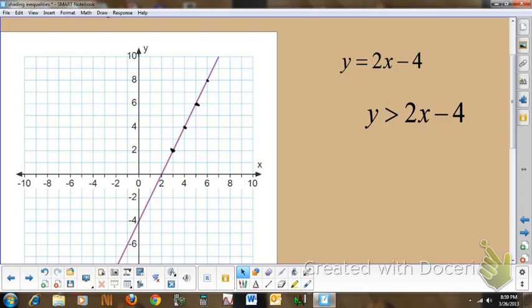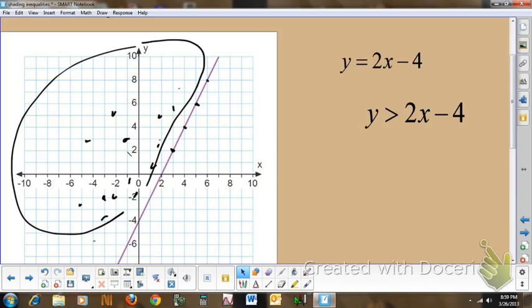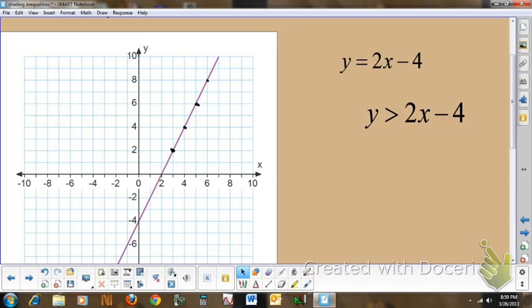Now we could keep testing points up in here. We've tested 2. But the fact of the matter is, these points up here, above the line, will keep working. This is the area that is the solution. This is my solution, above this line, all in here. So how do I show that? How do I show that there's more than just points on this line, but there's in fact points all up above the line? So this is what I do.